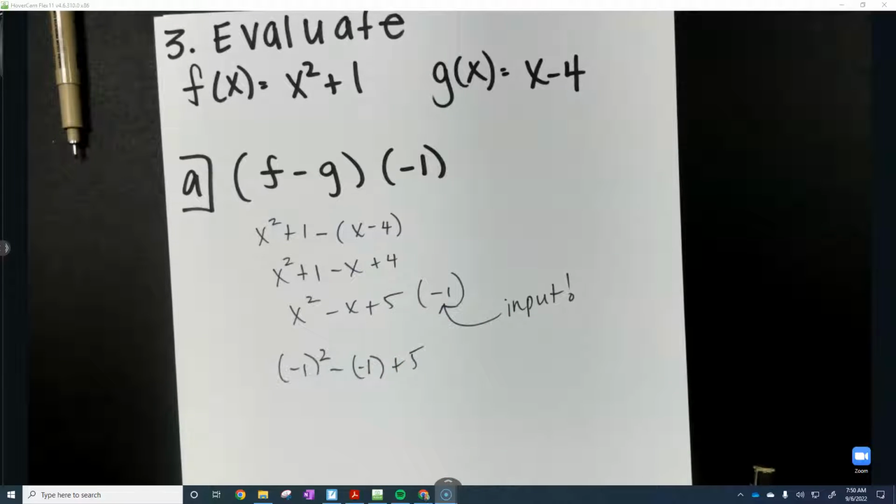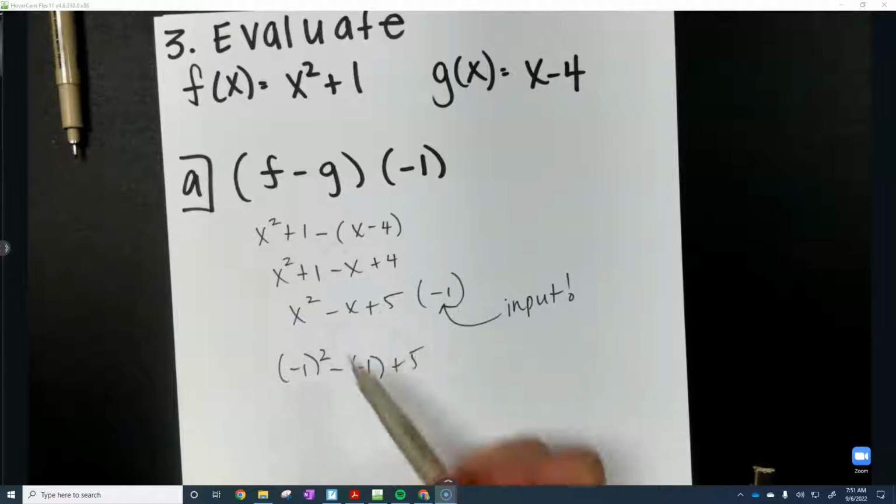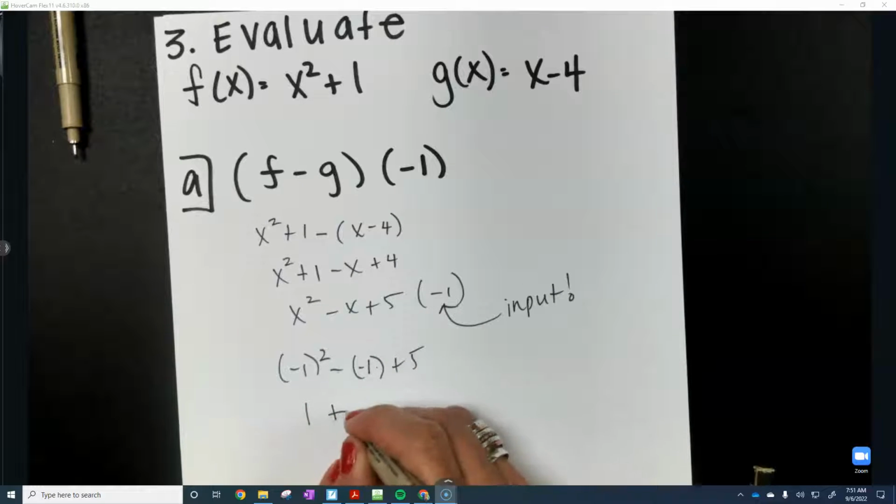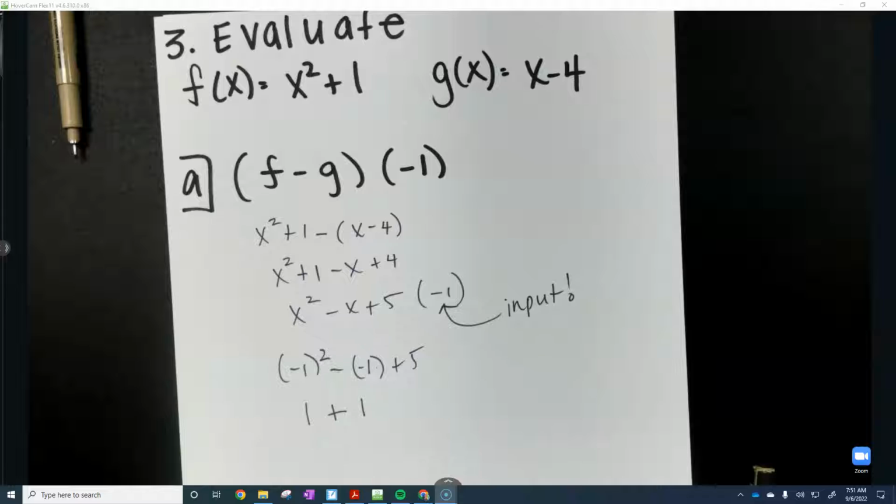Make sure you do your signs right, guys. Use substitution when you drop in those negative numbers. And remember to always use parentheses. So a negative 1 times negative 1 is positive 1. Again, a negative times a negative, that's going to be positive also. Don't forget to bring down the plus 5. So when you evaluate this, you get a simplified answer of 7.